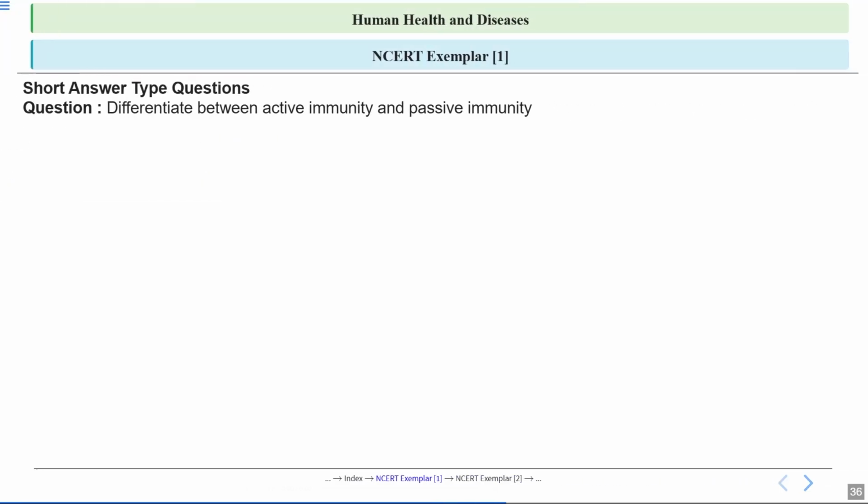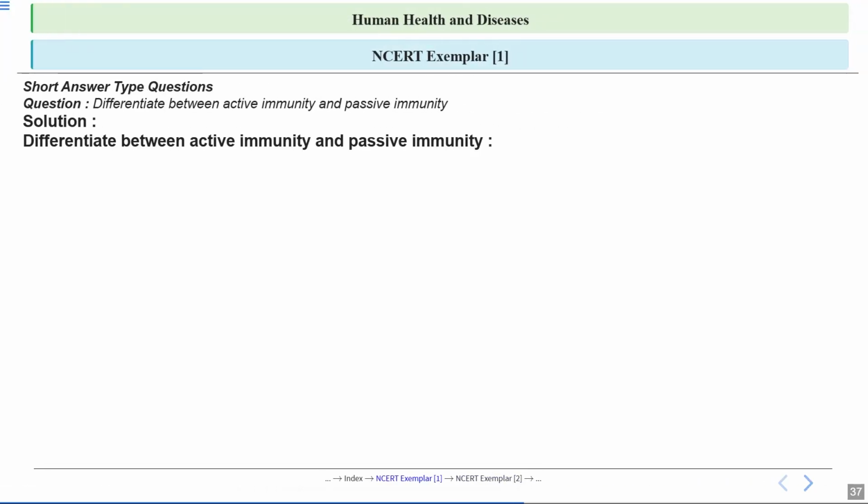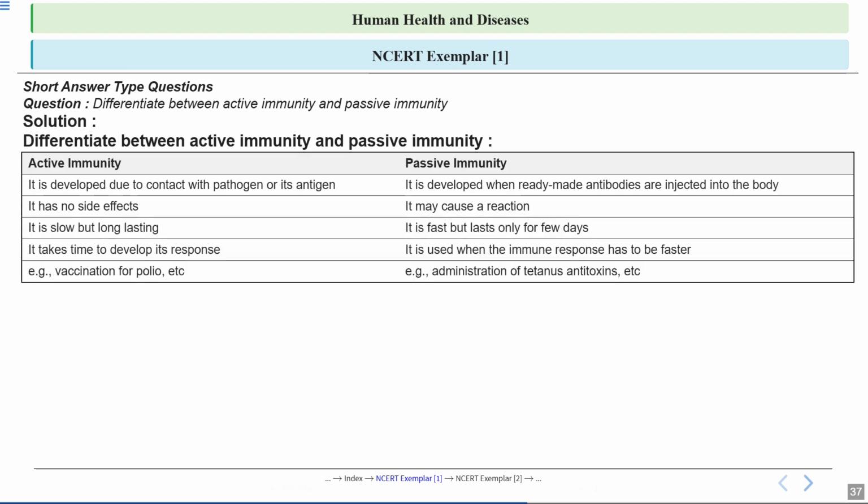Now we are discussing a short answer type question. We have to differentiate between active immunity and passive immunity. Let's have a look at the answer. The difference between active immunity and passive immunity: the first one, active immunity, is developed due to contact with pathogens or its antigen. What about passive immunity? Passive immunity is developed when ready-made antibodies are injected into the host or into the person's body.